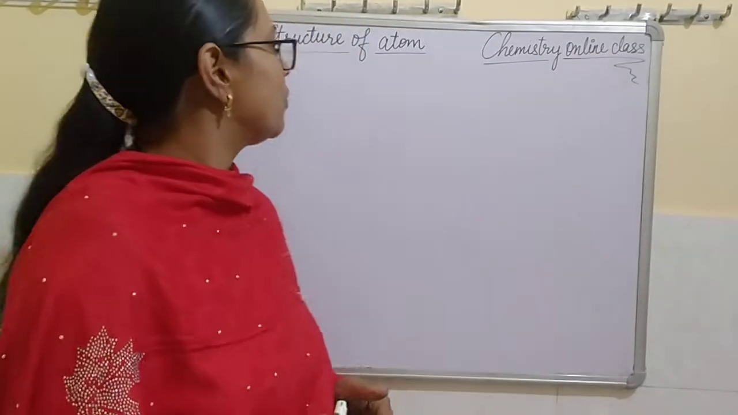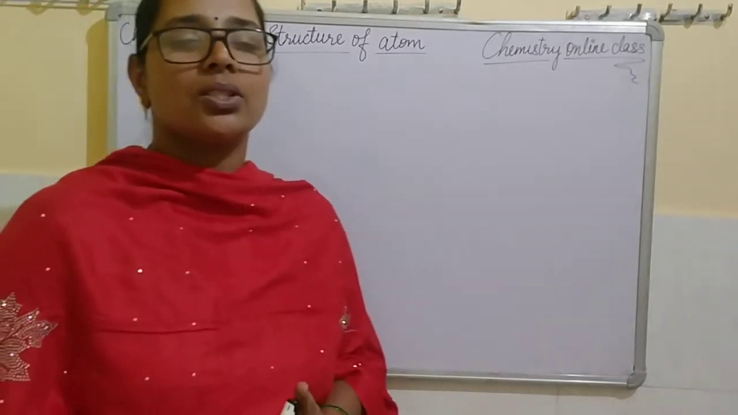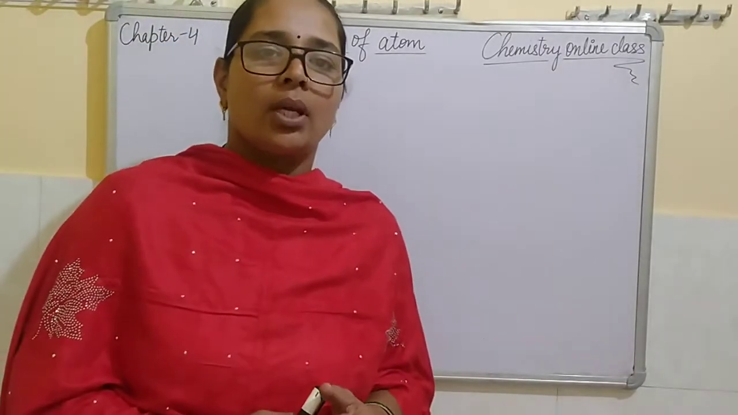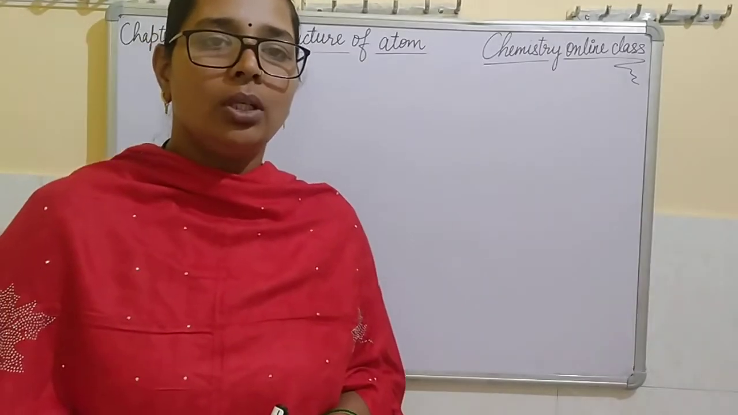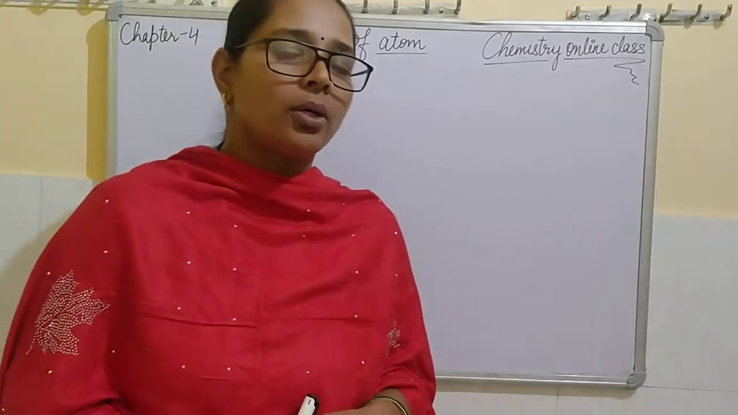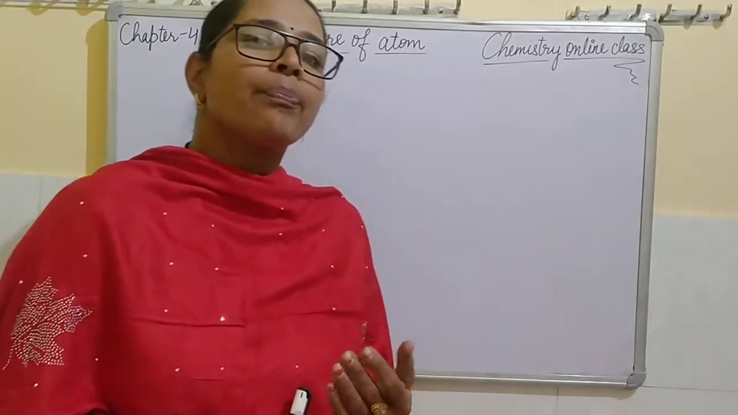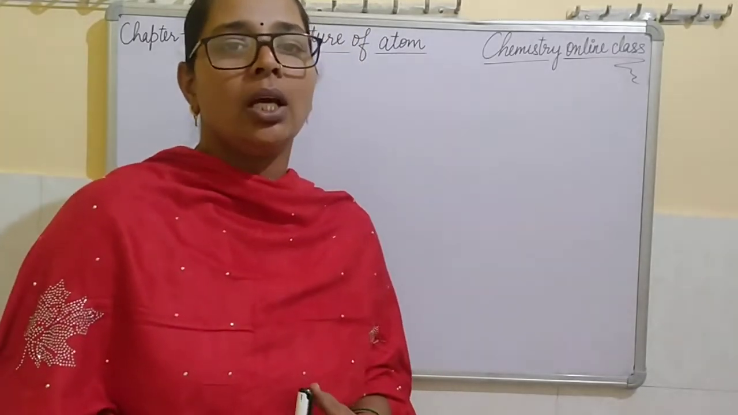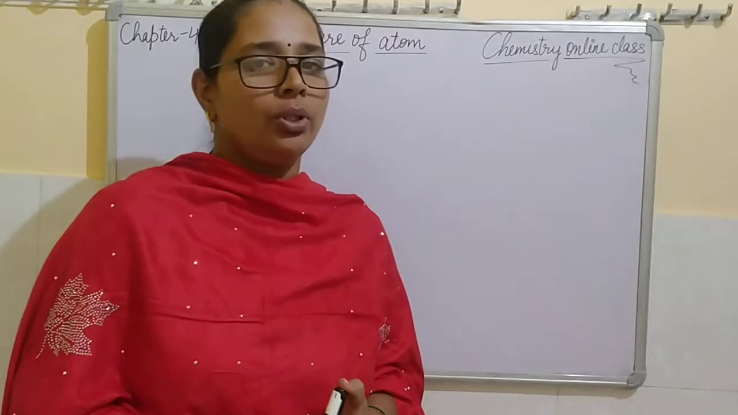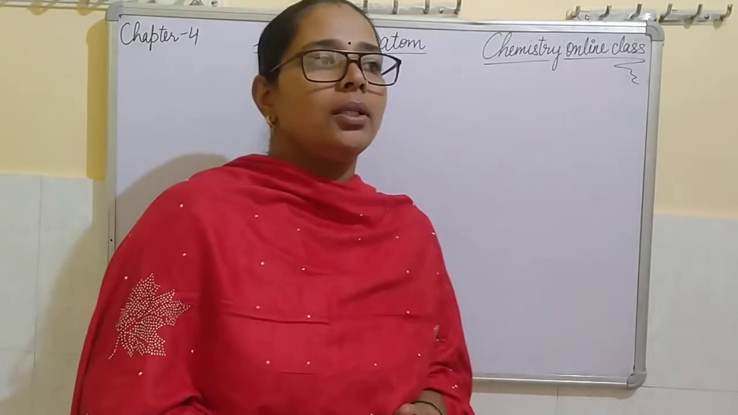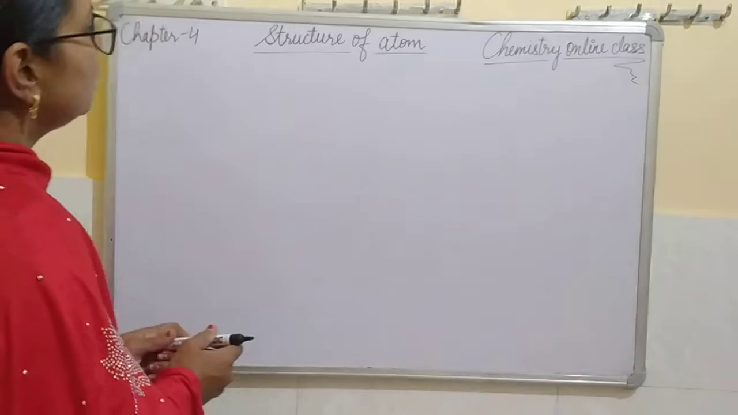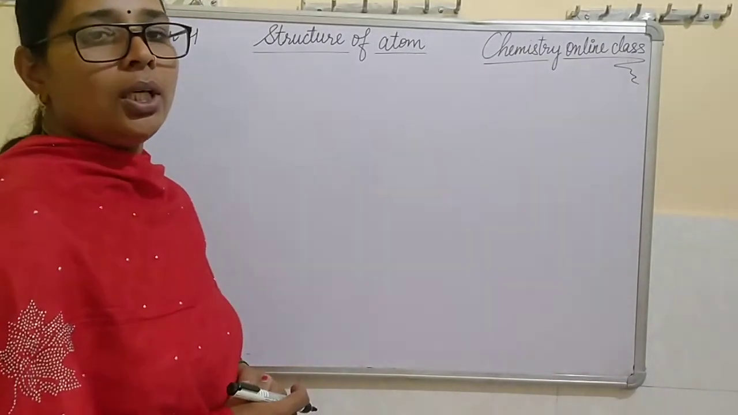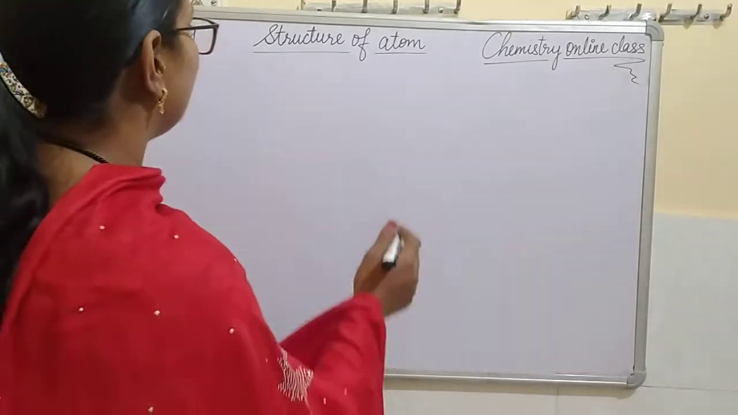In today's class we will continue our chapter 4, that is structure of an atom. Till now we have studied all the types of atomic model, how we came to know about the structure of an atom. Firstly, J.J. Thomson atomic model, then Rutherford atomic model, and then finally Niels Bohr's atomic model. And now we will discuss how the electrons are arranged in an atom according to Niels Bohr.